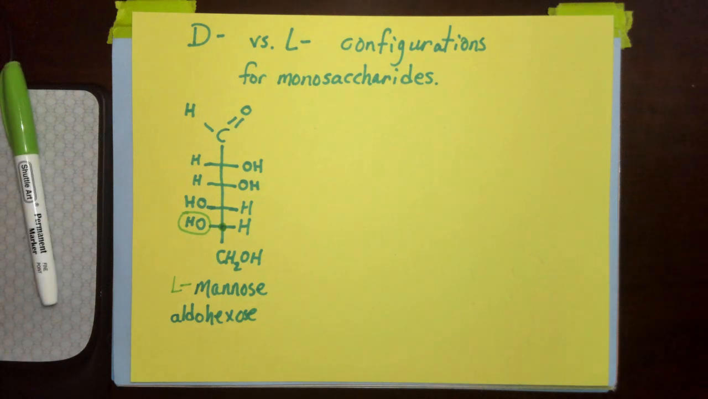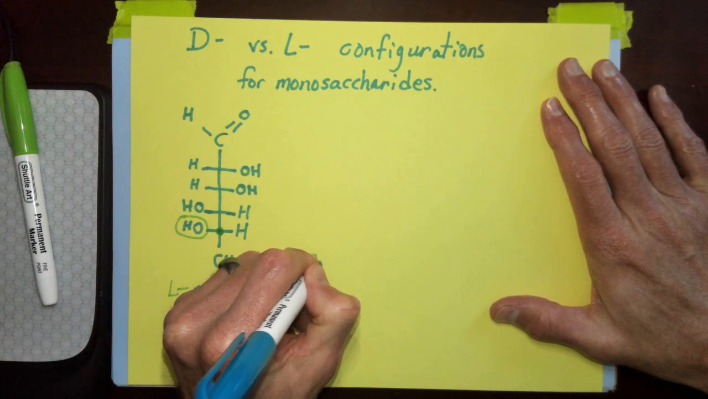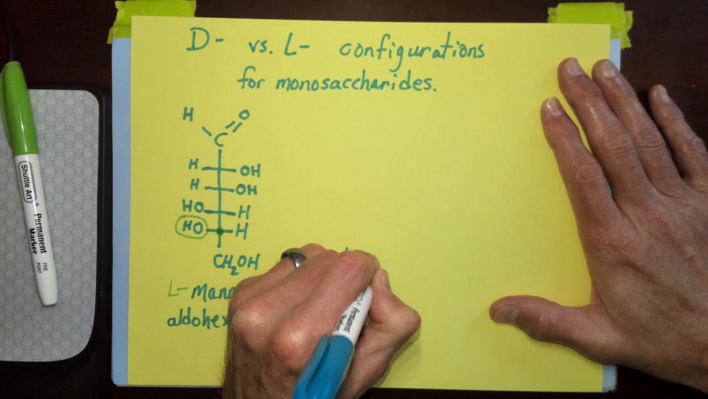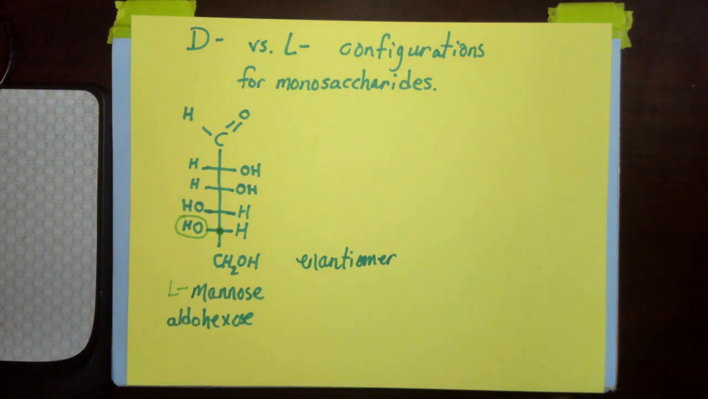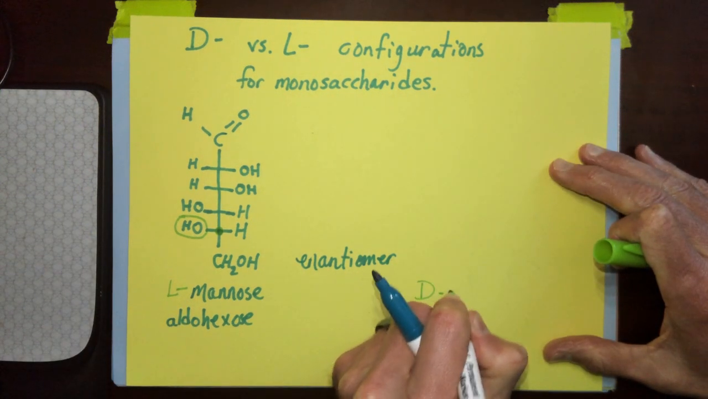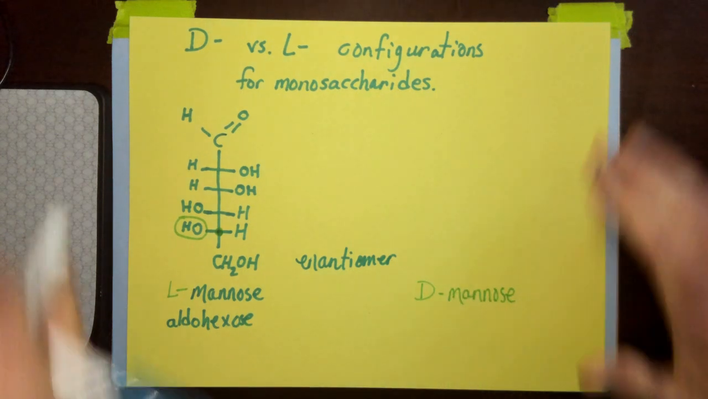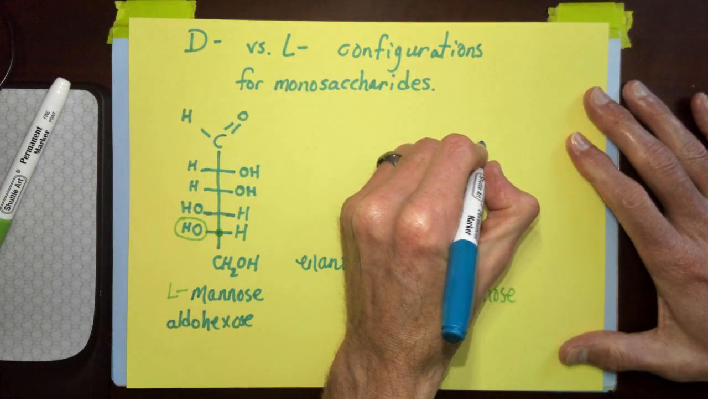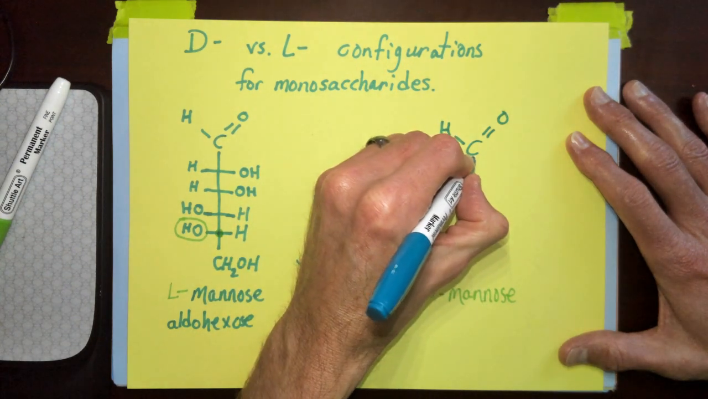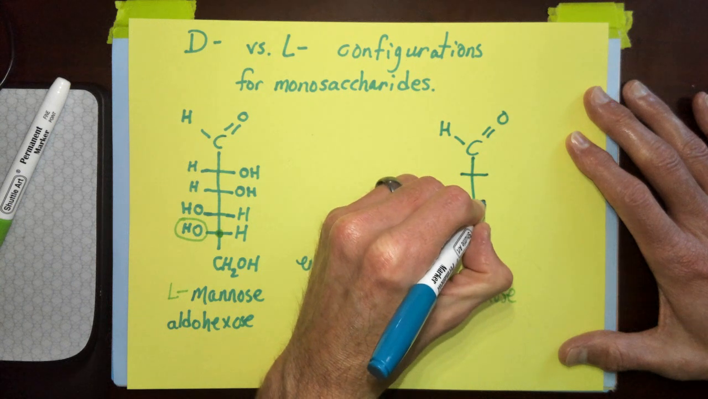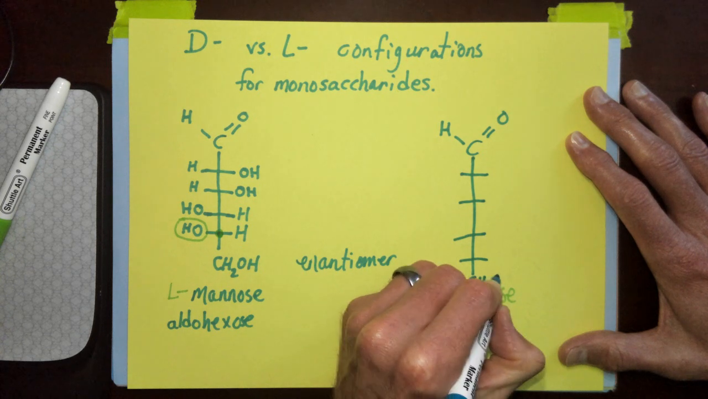Now, we could draw what we call the enantiomer of L monos, which would be the D configuration. So the D configuration of it, D monos. It would still have the 6 carbon chain. It would still be an aldose. 1, 2, 3, 4. It still has the CH2OH.